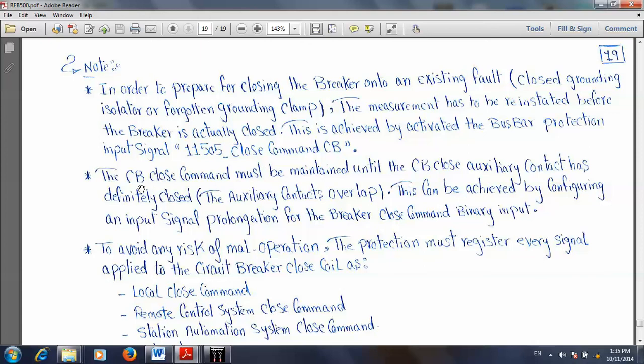But at least I have to check that when I give the binary input and remove my hand, like a push button, because this is a close command, the close command should be maintained until the circuit breaker close auxiliary contacts have definitely closed. It means the signals should overlap between my binary input and the circuit breaker closing status feedback. This can be achieved by configuring an input signal prolongation for the breaker close command binary input.